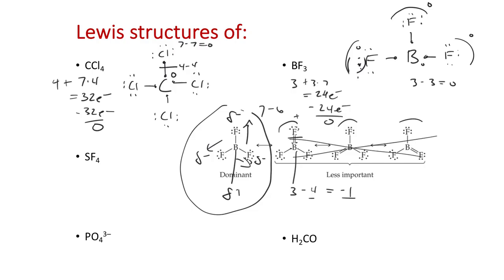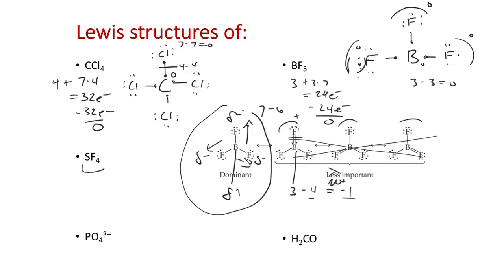I don't even like the book saying those are less important. These are not important. The book says those are less important resonance structures for BF3. They're not important at all. Those don't help us understand the bonding in BF3 at all, because boron's octet is meaningless. So boron exists deficient of an octet, and that's A-okay. There's nothing wrong with BF3 existing with less than an octet.